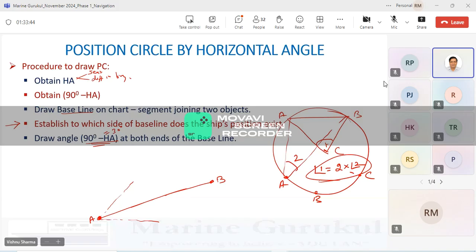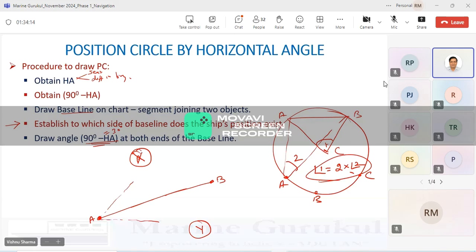Now, it is very important that you figure out which side of the baseline the ship exists. That means, does the ship lie on side X of the baseline or on side Y of the baseline? It's very, very important. If you can't figure it out, you can't apply this method, so please look for some other method. Now, on which side should I draw? It will depend on some cases.